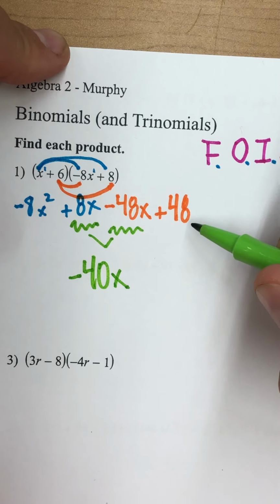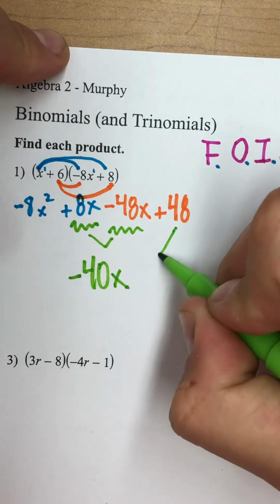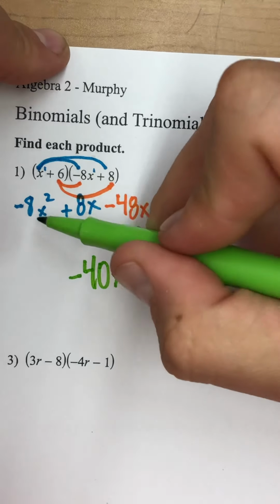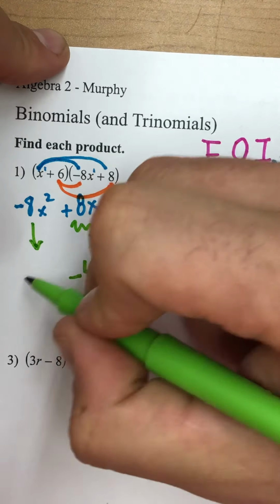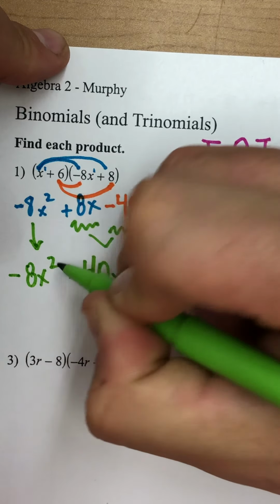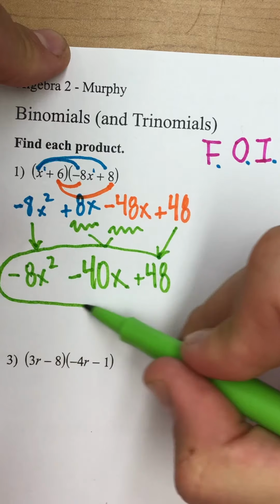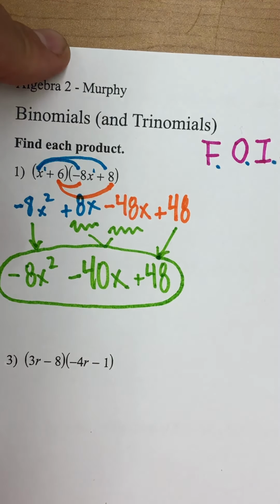Now this 48 right here, we don't have anything to combine it with, so we just carry this bad boy down. Plus 48. And this negative 8x squared, we're just carrying that down too. Negative 8x squared. Our final answer here is going to be negative 8x squared minus 40x plus 48. That's it.